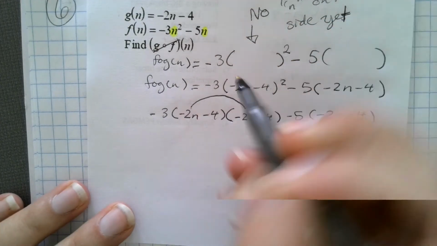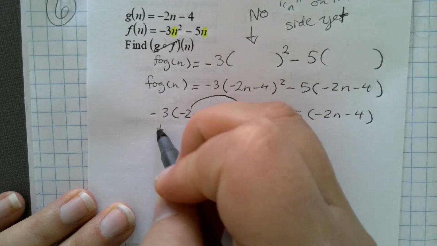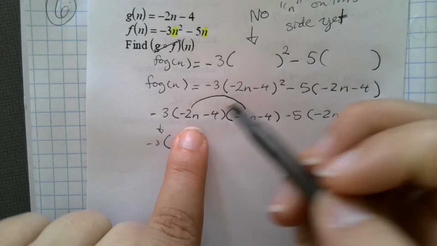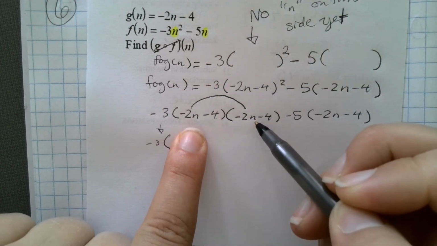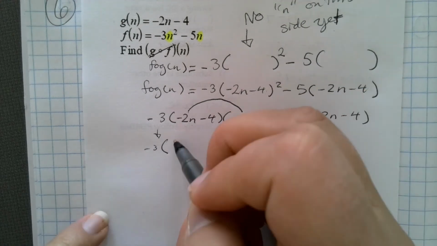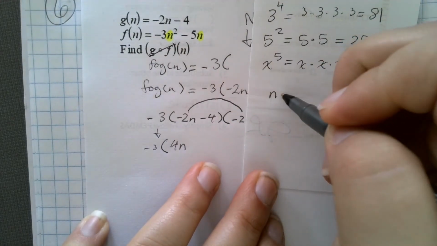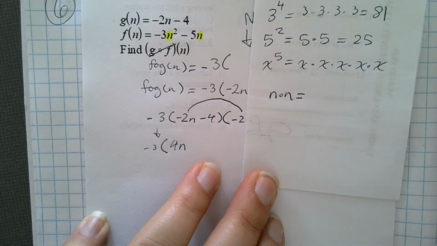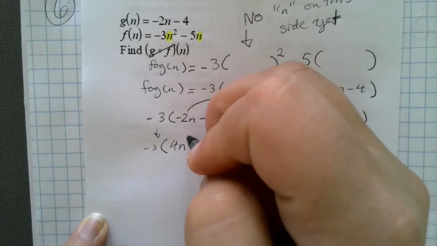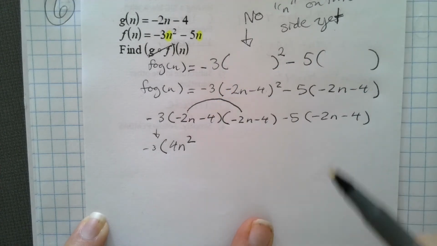First 2. So this group needs to go to every other group. So I'm going to bring this -3 down. It's just going to be chilling on the outside. What is -2n times -2n? Positive 4n. I'm going to give you a hint. If I have n times n, how many times did I have to write it? N squared. Right there, that's what they forget, the squared on the n.